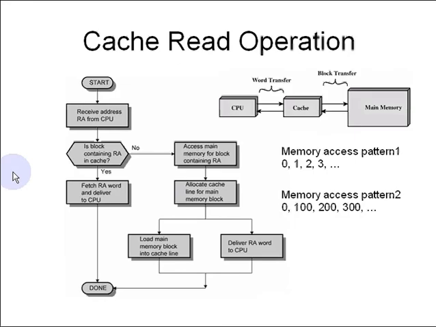Now let us look at how a typical read operation looks like when cache memory is present. As shown in the diagram, if the CPU wants to read from a particular address, the cache controller will first check whether that particular address is present in the cache or not. If the address is present in cache, it's called cache hit.